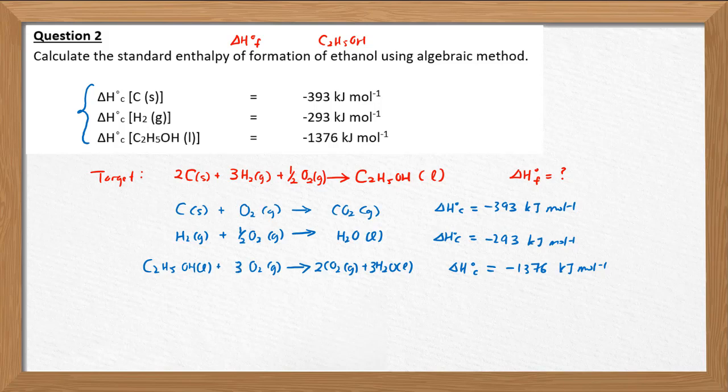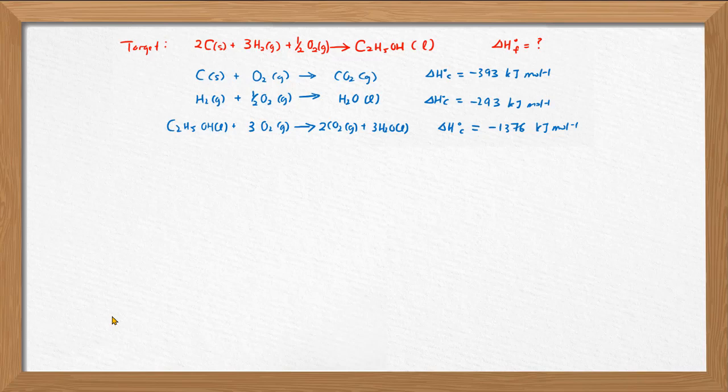We have 3 moles of oxygen on the left hand side. Alright, so the reason why we have our target is we need to solve all these equations. After we cancel off the unnecessary species, we will get back the target equation. Here, if you look at the target, we have 2C. So that means in the first equation, the enthalpy of combustion for carbon, we need to multiply by 2.